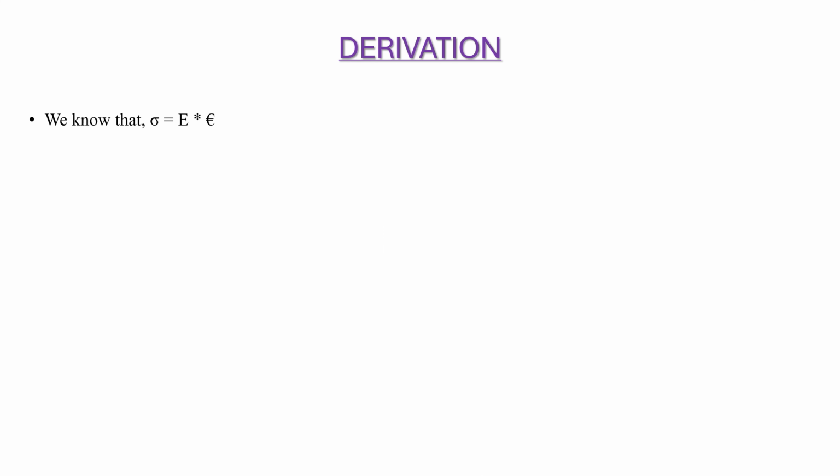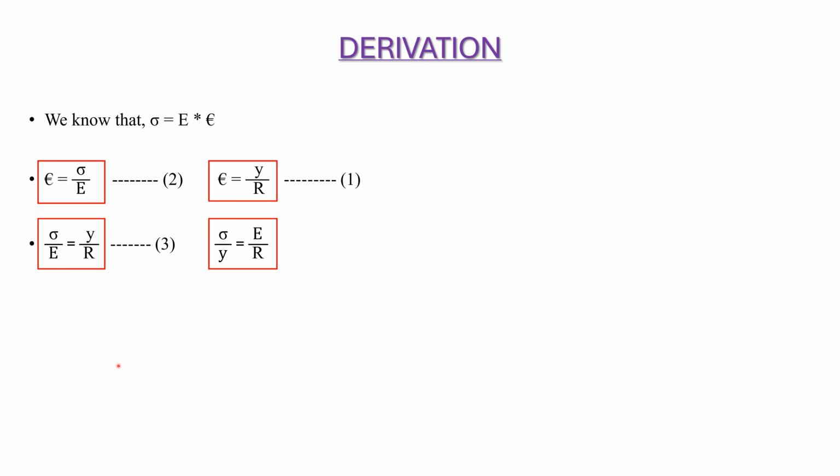Now we know that stress is directly proportional to strain. I can write it as stress is equal to Young's modulus into strain, where Young's modulus is the constant of proportionality. And we know this relation from our previous lectures. Now, can I write this equation as strain is equal to stress upon Young's modulus? And I'll call this equation number 2. Now, from our equation number 1, we know that strain is equal to Y upon R. Since we have the same term on the left hand side of both these equations, I can equate the right hand side of both the equations. That comes out to be sigma upon E is equal to Y upon R. If I rearrange these terms, I'll get sigma upon Y is equal to E upon R.